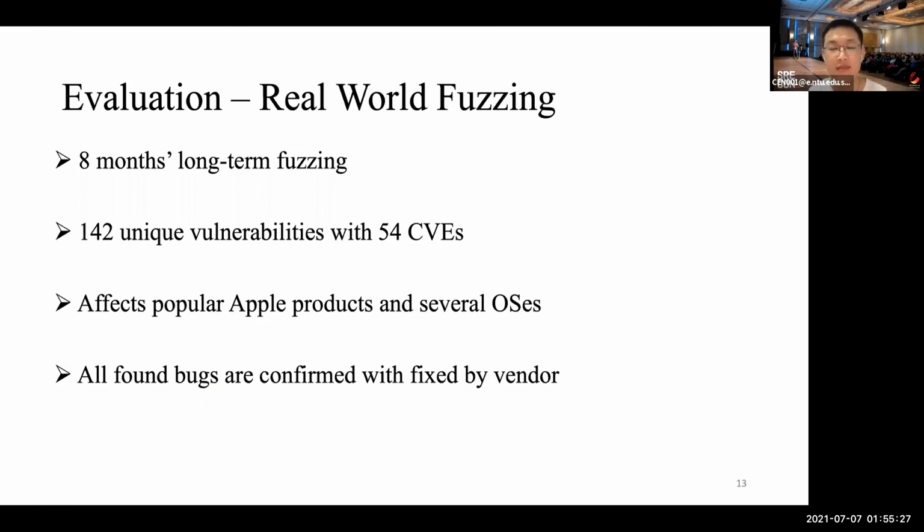Finally, we set up an 8-month long-term fuzzing. In total, we found 142 unique vulnerabilities, and we got 54 CVEs. These vulnerabilities affect popular Apple products and several Apple OSs, where all the found bugs are confirmed and fixed by the vendors.